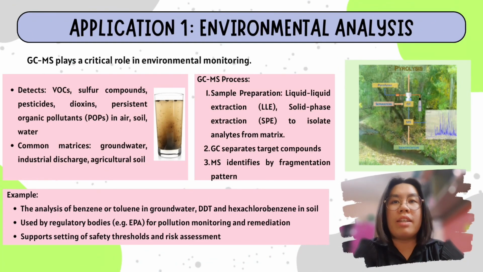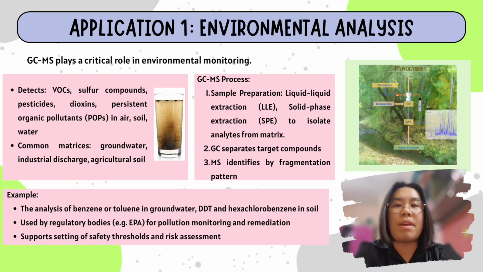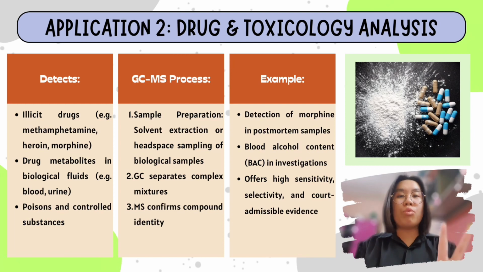In environmental analysis, GCMS is widely used to detect pollutants like volatile organic compounds (VOC), pesticides, and dioxins in air, soil, and water. Environmental samples are isolated using liquid-liquid or solid-liquid extraction, then separated by GC, and analytes are identified by their fragmentation patterns in MS. In forensic science, it serves two key roles.